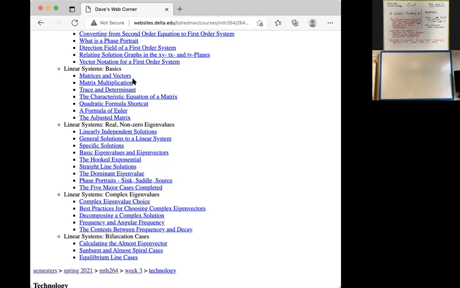And it might help you if this is the first day you've heard the word matrix or vector or matrix multiplication or trace and determinant. I just give you quick, simple explanations and meanings for all these. That's under linear systems basics. So that's the kind of thing we'll talk about today. And then when we talk about the fancy word eigenvalues, then here's different ways to interpret what that means. This second block here is heading up to section 3.3.